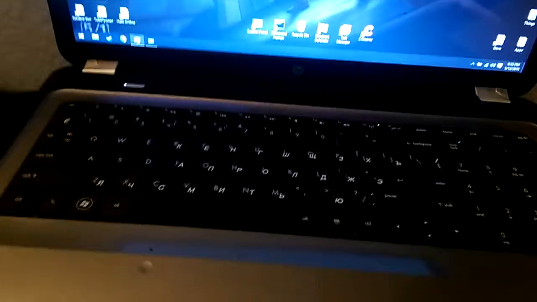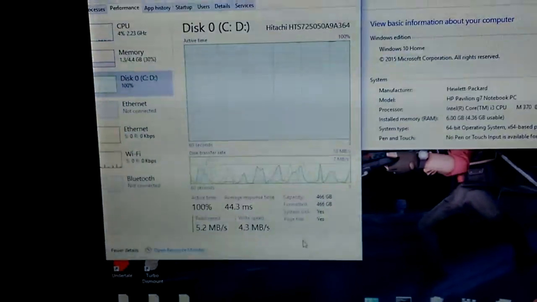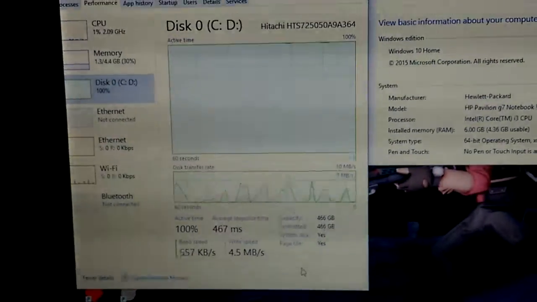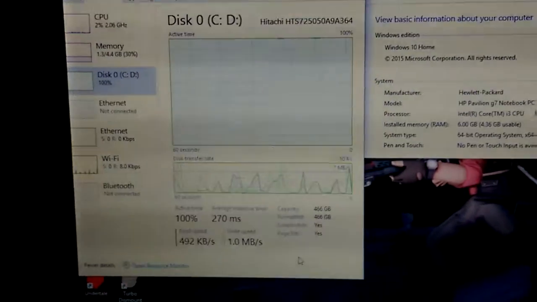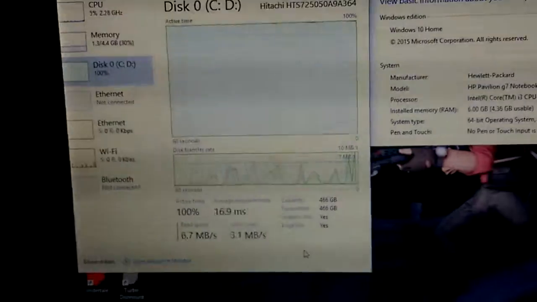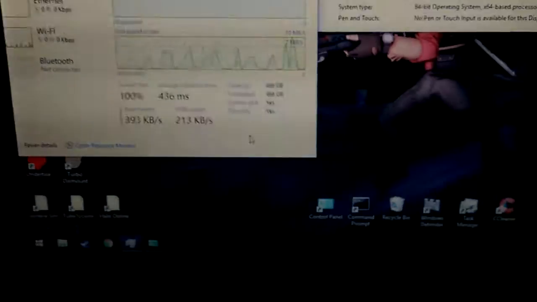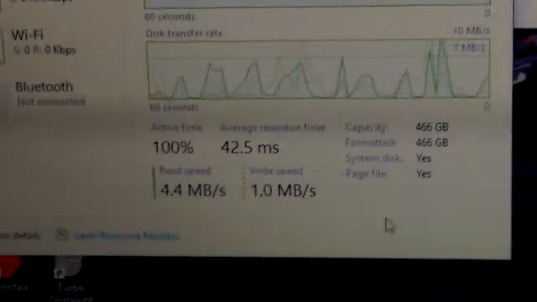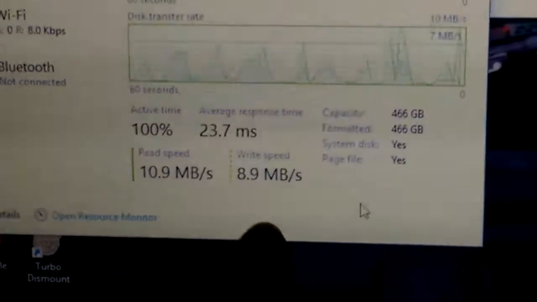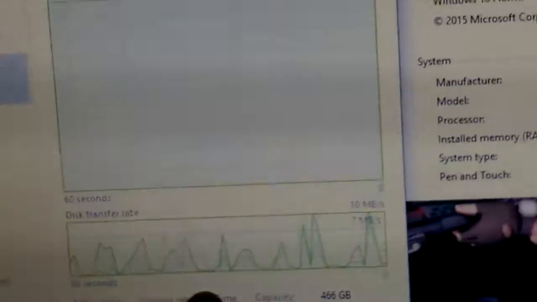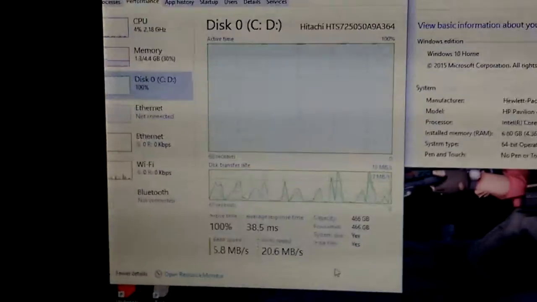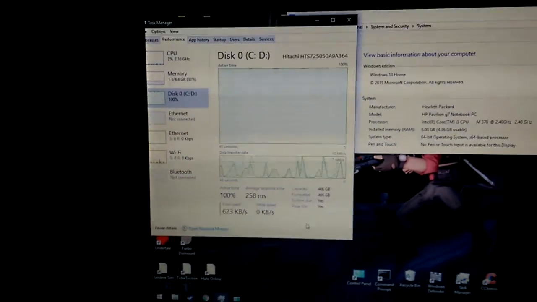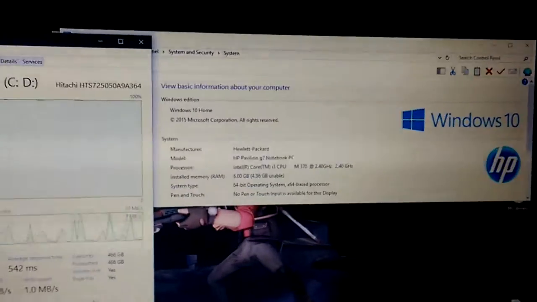It's failing. Right here I have the disk monitor open. Sorry for the thing, but see, it's idle 100% of the time, and the read and write speed is going crazy. See that? Look at that. So I'm having problems with that, and it's failing.